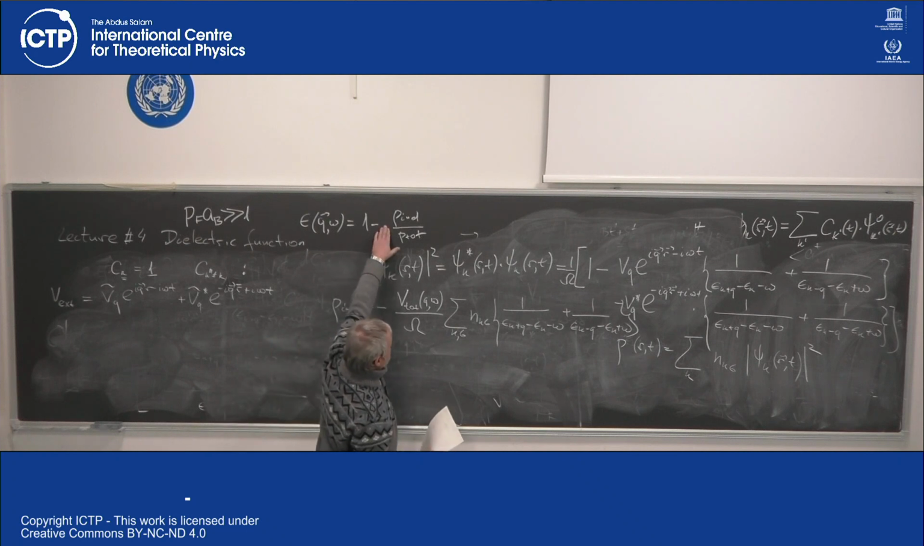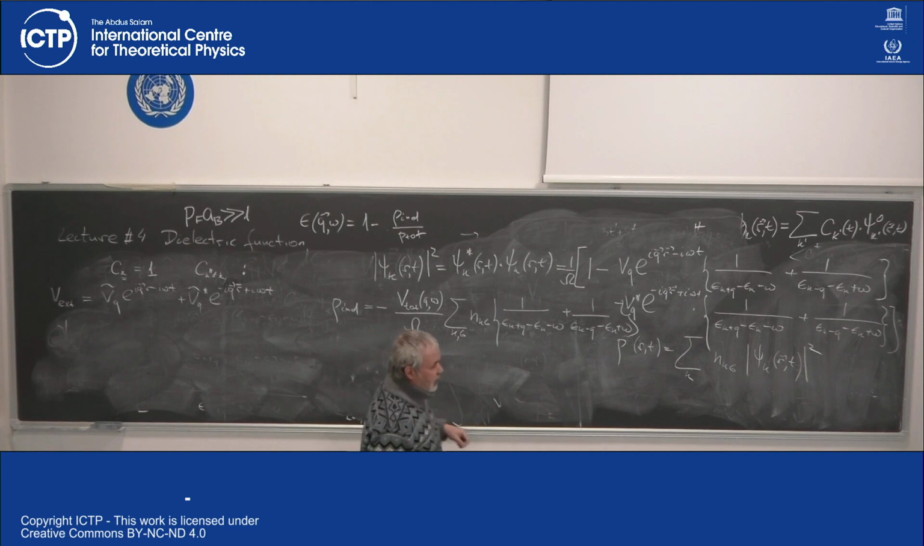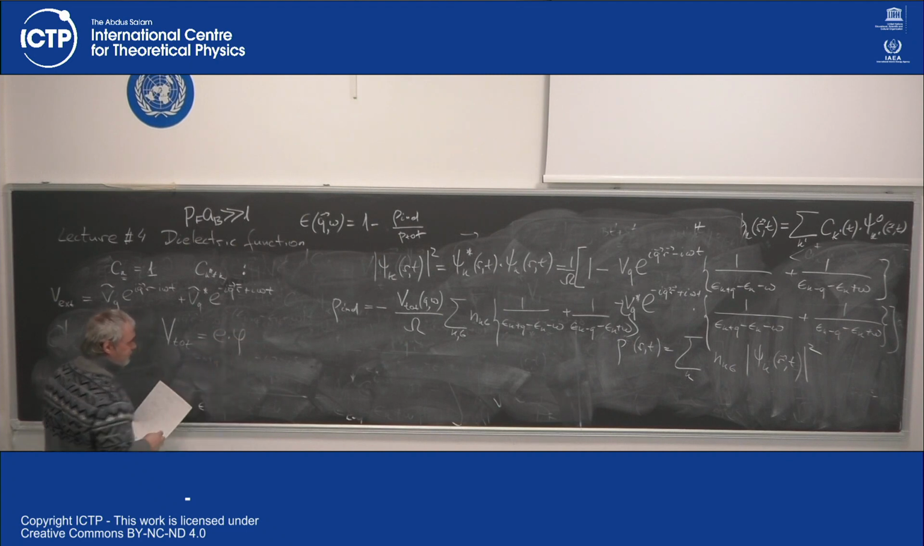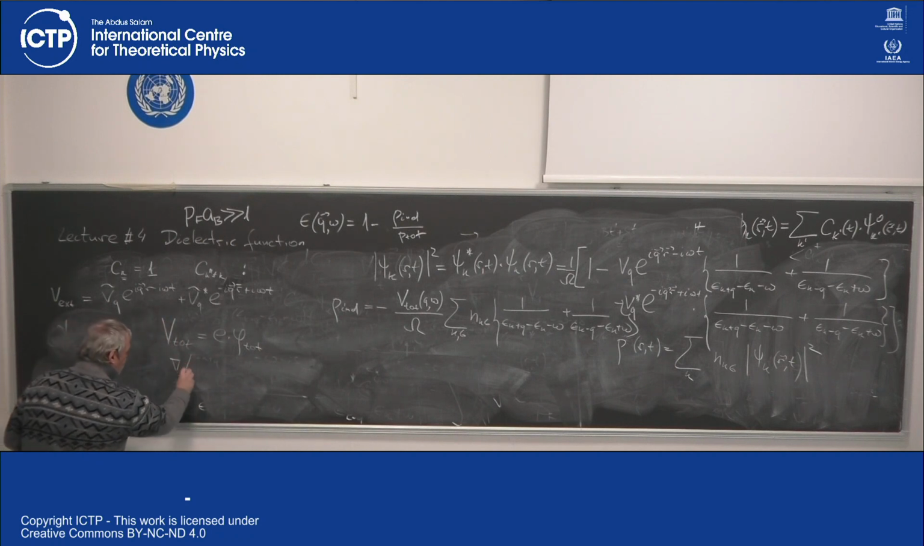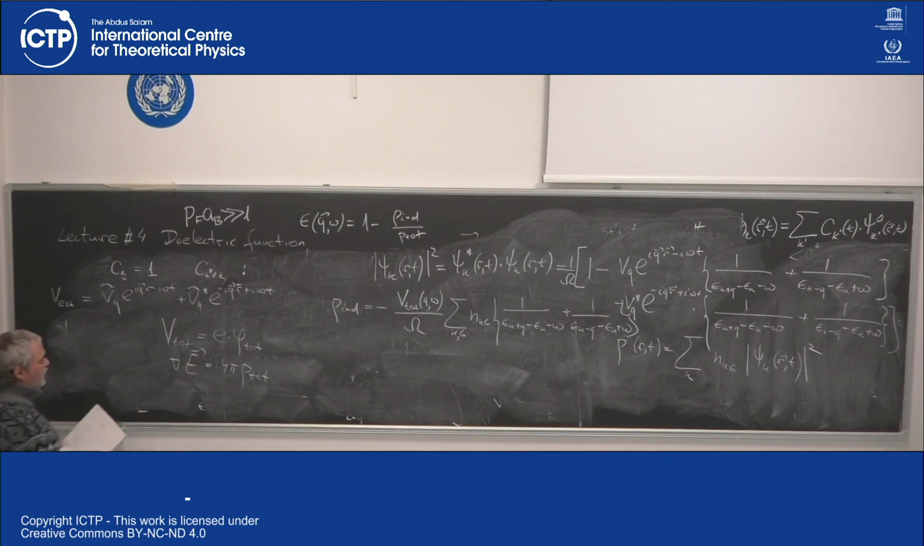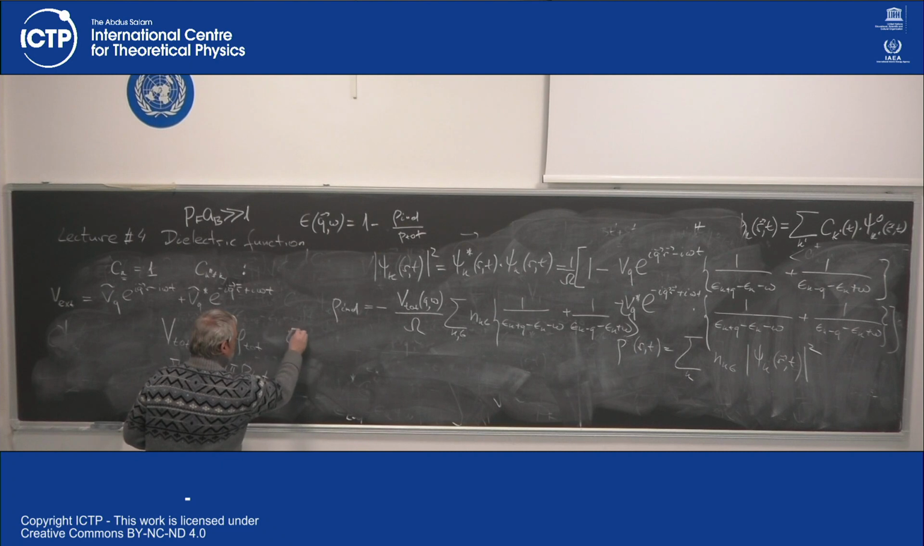I have the induced charge, I need to divide it by the total charge, and then I get the dielectric function. The rest is to write down what V total is as a function of q and omega. In order to do it, we go back to electrodynamics and write down the Poisson equation. So V total is equal to the charge times the potential phi total. Divergence of E is equal to 4 pi rho total from the Maxwell equation. However, E is equal to minus gradient phi.